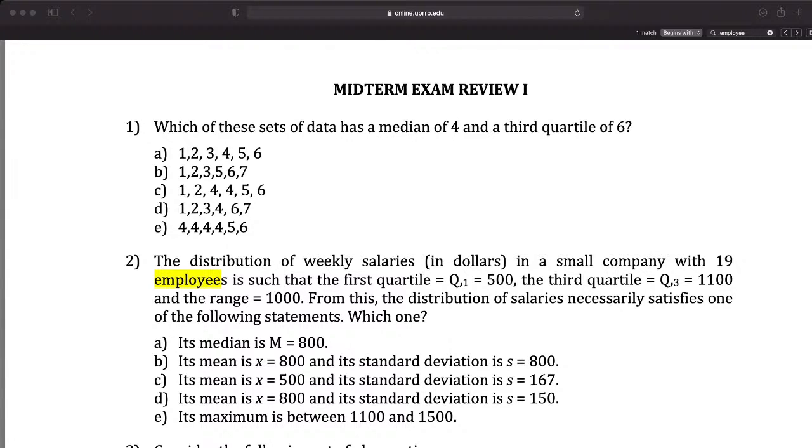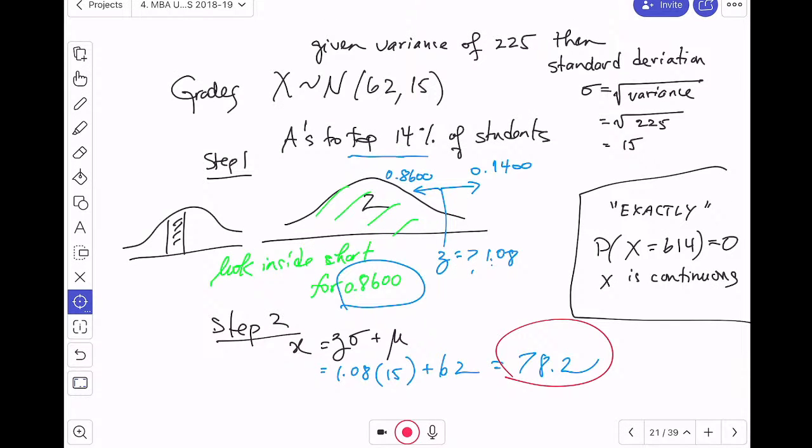Any questions? Yes, it will always be 0, Omar. Questions like this one, where it says exactly, or it gives you a question like this with an equal sign, will always be 0.